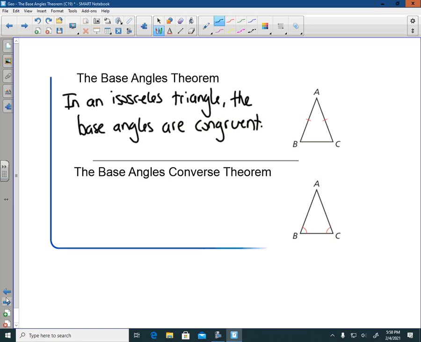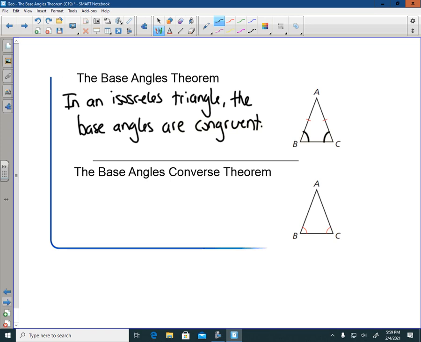Specifically in triangle ABC, we see that it's marked with two congruent sides. That means it's isosceles. And so what we know, the base angles, or the angles that are across from those congruent sides, are congruent to one another. So we can take information that we know about sides and transfer it over to angles through this theorem.